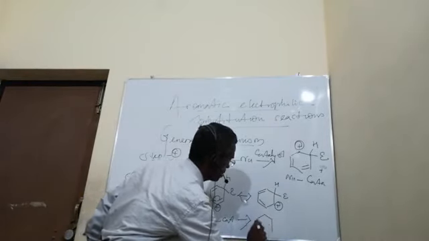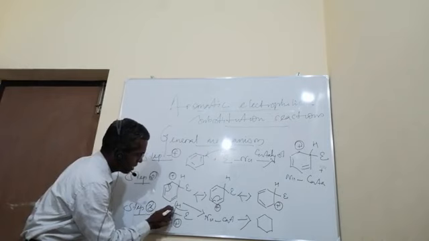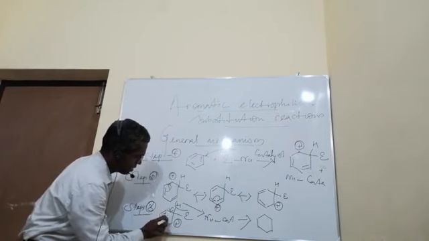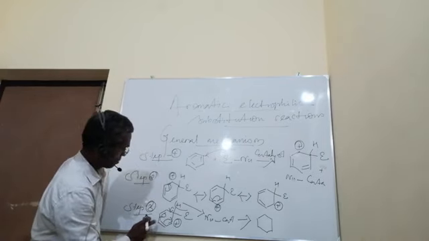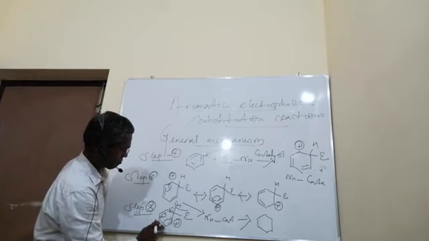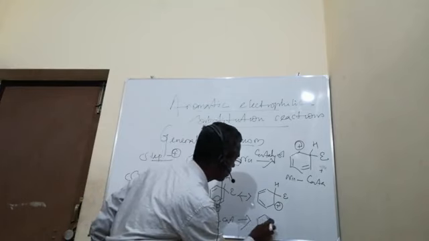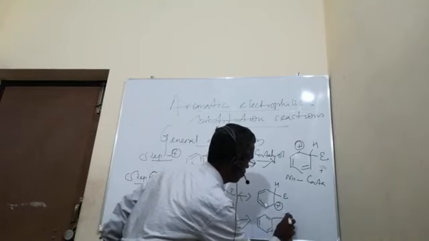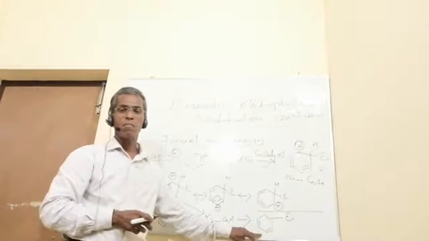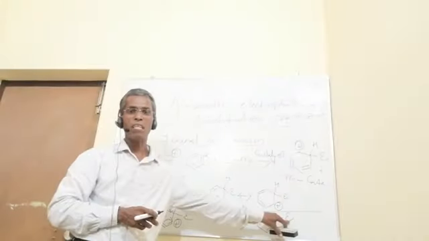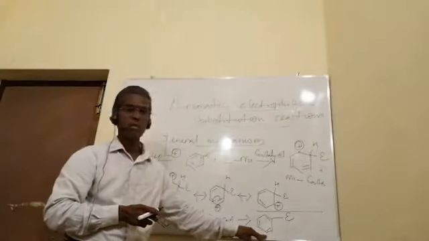You get this, making the bonding electrons between the carbon and hydrogen come here, then this goes here, this comes here. You get finally electrophile substituted benzene. Benzene now substituted with electrophile. Therefore, this is your electrophilic aromatic substitution reaction.